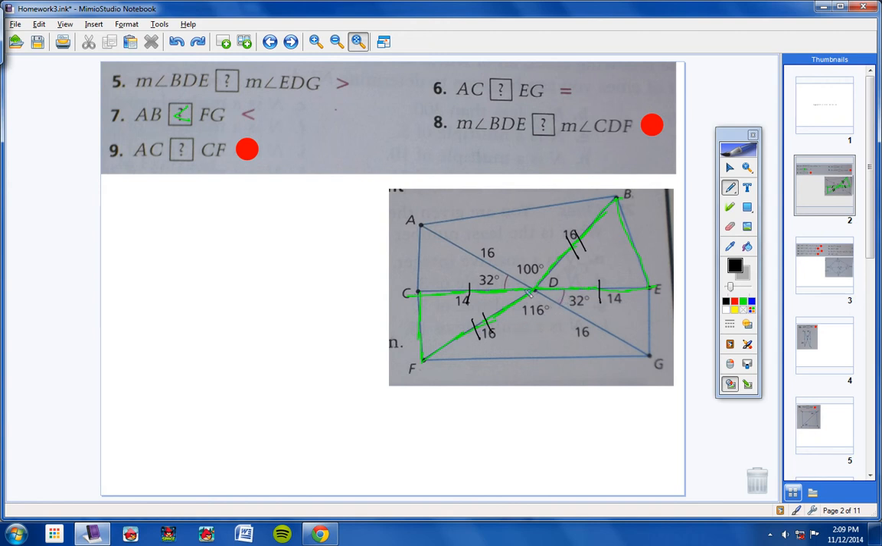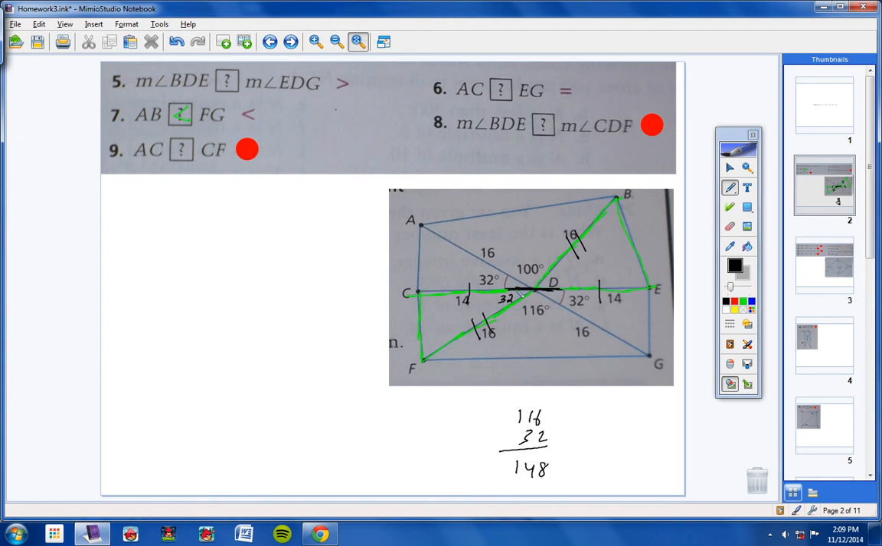Look, this is a straight line. This is a straight line, guys. I've got 116 and 32. Add them together, 148. So this here has to be 32. Has to be, because 32 plus 32 plus 116 is 180.